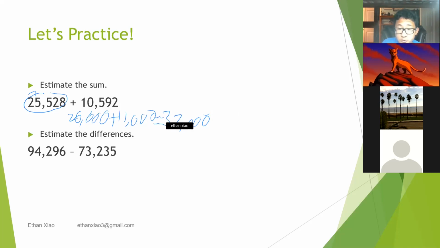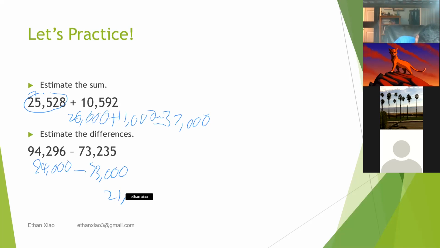And for the second problem, a lot of you guys did that too. So I'm going to do this one. This one's estimating the difference, so you subtract it, not add it. So I'm going to estimate this one, 94,000, since we're rounding it to the nearest thousand. And the second one is 73,002. So you just subtract that and you get 21,000.